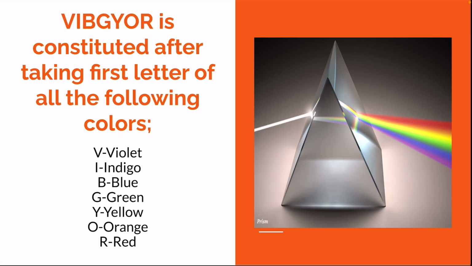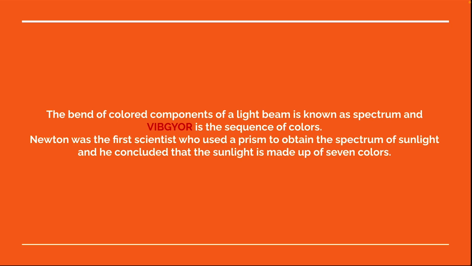Vibgyor is constituted after taking first letter of all the following colors. We can see this on this page: violet, indigo, blue, green, yellow, orange, and red. The band of colored components of a light beam is known as spectrum, and Vibgyor is the sequence of colors. Newton was first scientist who used a prism to obtain the spectrum of sunlight, and he concluded that the sunlight is made up of seven colors.